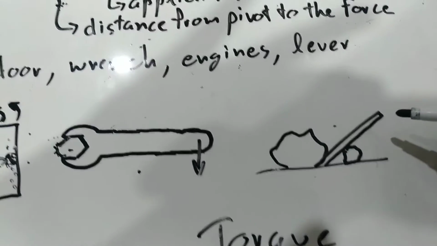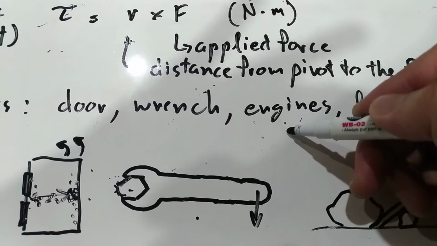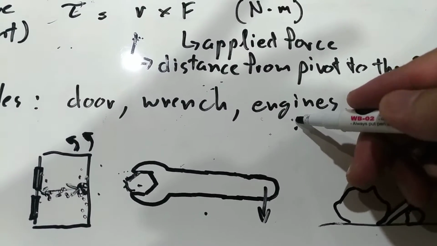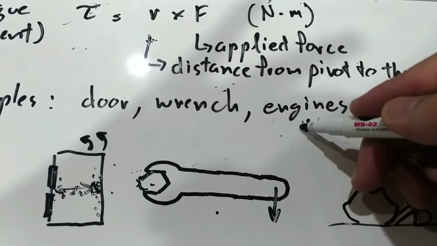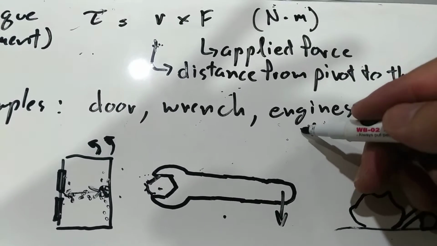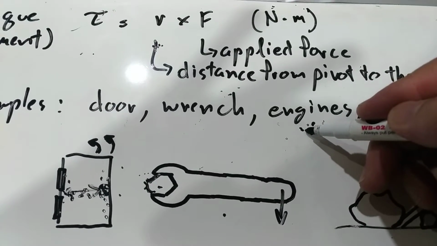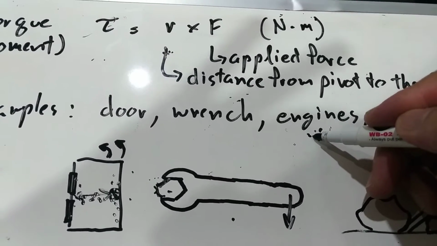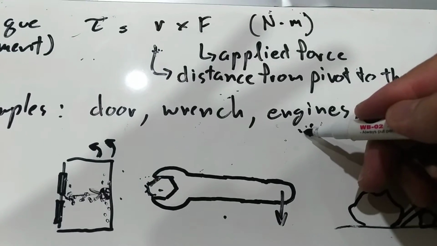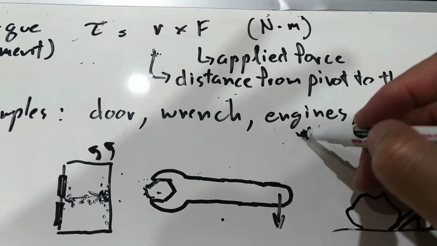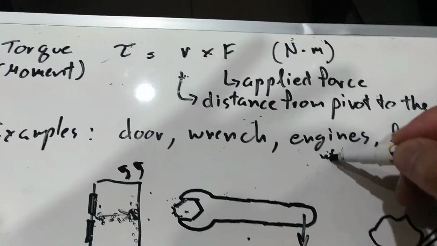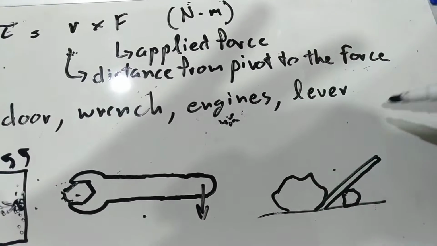Another example is engines. The engines in your car, on a boat, on a plane, any mechanical engine, you have a rotational part. Even a bicycle, you have torque when you pedal. Anything that rotates, any type of engine, doesn't have to be complicated, can be a simple engine.